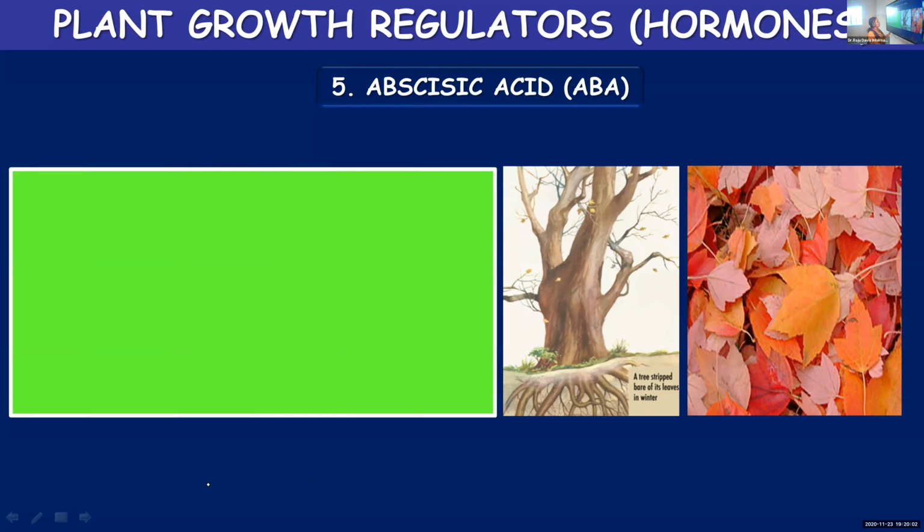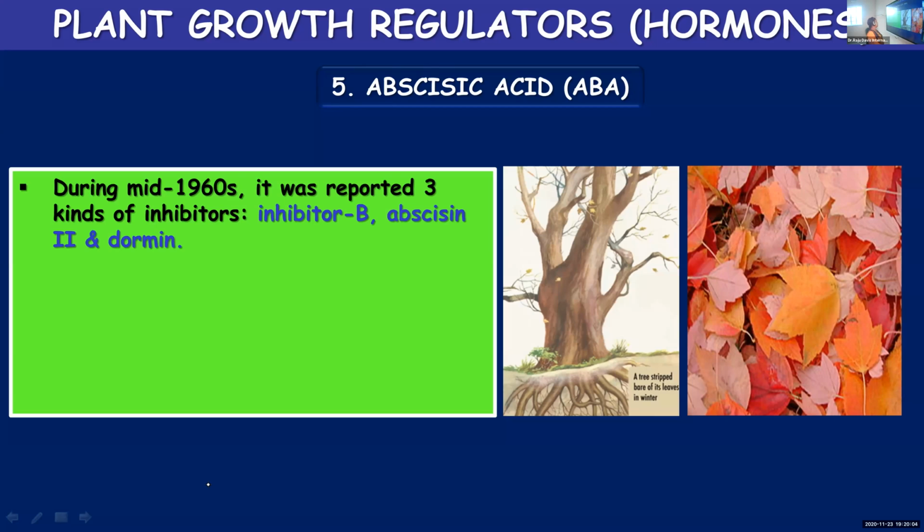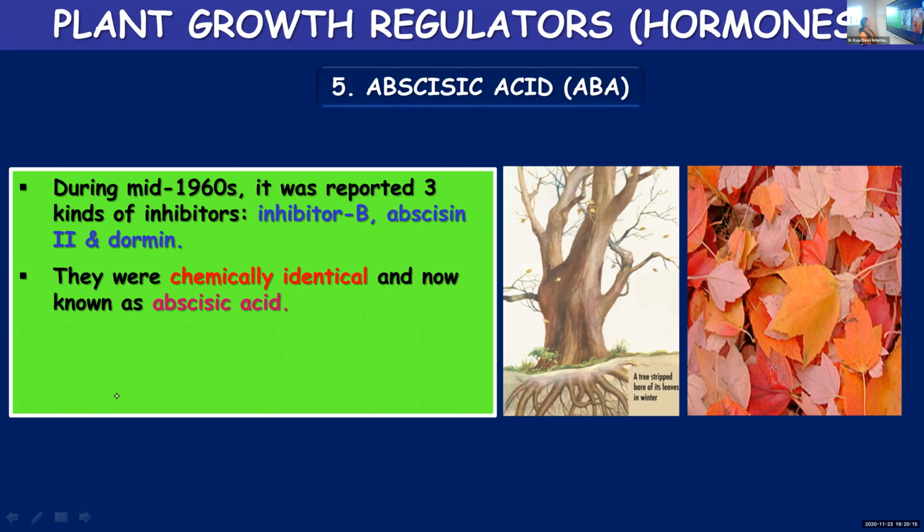Hope you are remembering its role as a growth inhibitor in class 10. During the mid-1960s, three kinds of inhibitors were reported: inhibitor B, abscission II, and dormin. They were chemically identical and we call it abscisic acid now. All three of them act as growth inhibitors, they retard growth, and they are chemically similar.